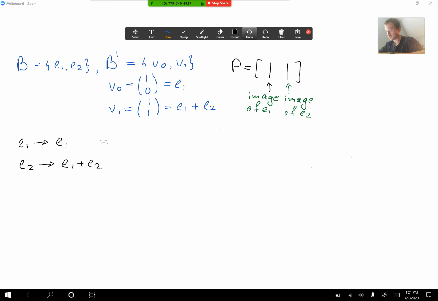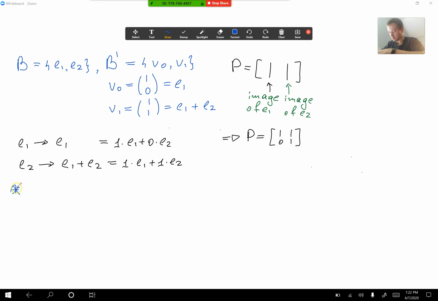So our first column is going to be just 1 and 0, because I can rewrite E1 as 1 times E1 plus 0 times E2. And our second column is going to be 1, 1, since I have 1 times E1 plus 1 times E2. So from here it follows that our matrix P is going to be equal to 1, 0 and 1, 1.